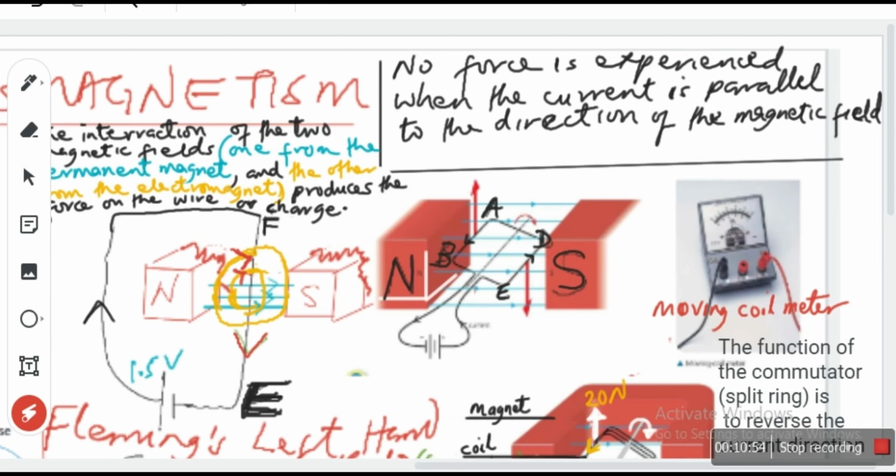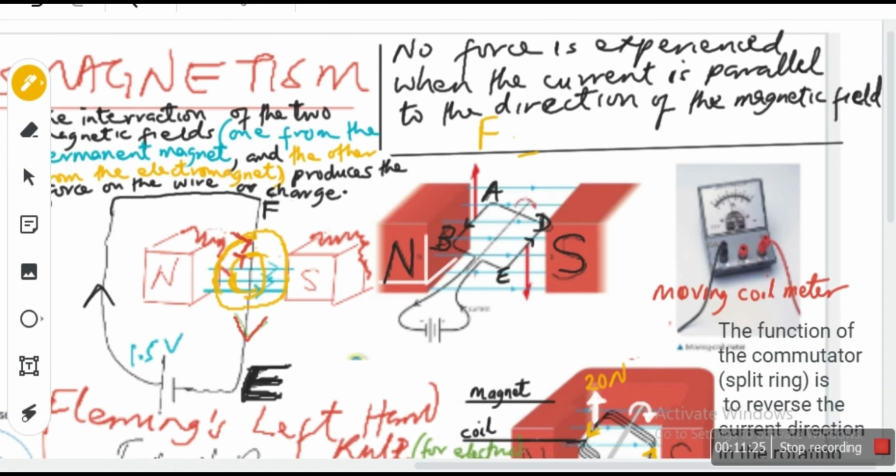In summary, even when current is flowing through a piece of wire, if that conductor or wire is parallel to the magnetic field, it experiences no force. Did you hear me? In fact, though it's beyond your scope, the value of that force you can get by using this formula, BIl sine theta, or cos theta rather.